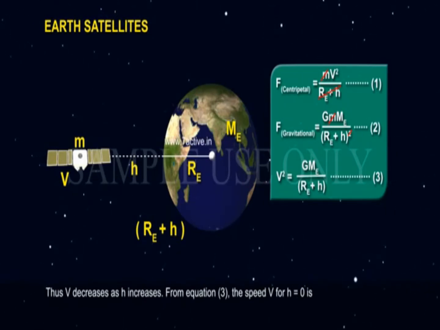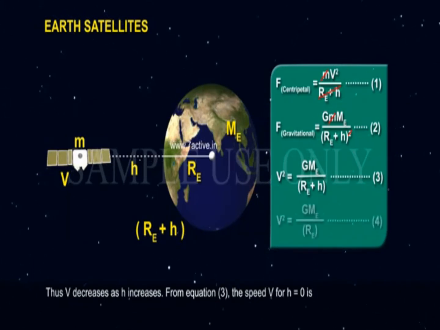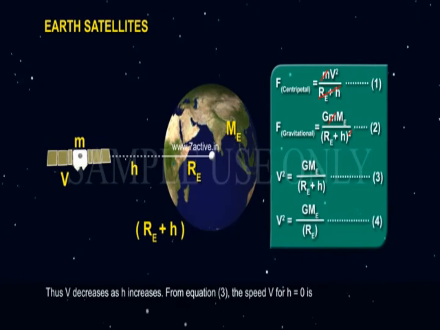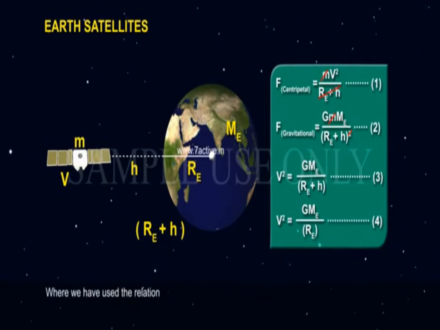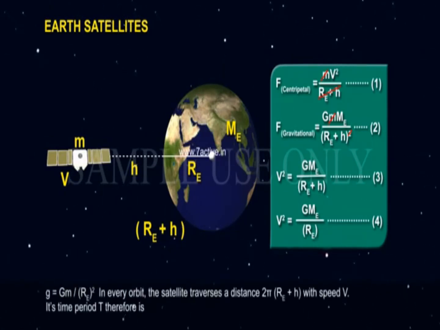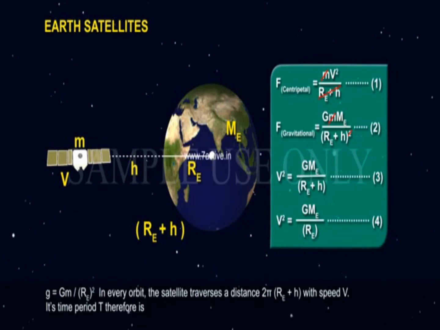From equation 3, we find that the orbital speed of the satellite is independent of the mass of the satellite, but depends upon the radius of the orbit. For H equals 0, V squared equals GM_E by R_E, equation 4, where we have used the relation g equals GM_E by R_E squared. In every orbit, the satellite traverses a distance of 2 pi times (R_E plus H) with speed V.